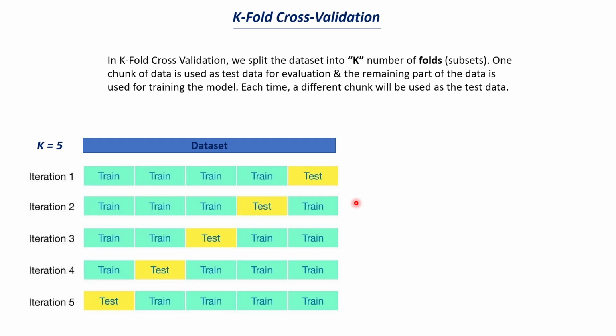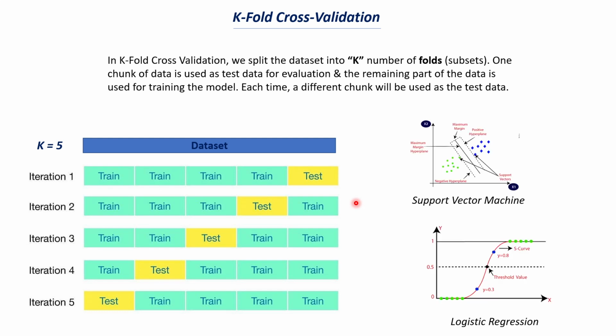So that's the idea behind this. And one of the main applications where we use k-fold cross validation is model selection. Let's say that we have a support vector machine and logistic regression, and for a particular data set, we want to determine which model is the most efficient and which model is the more accurate one.